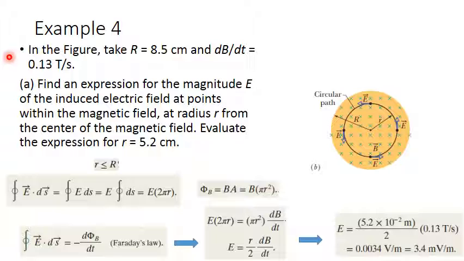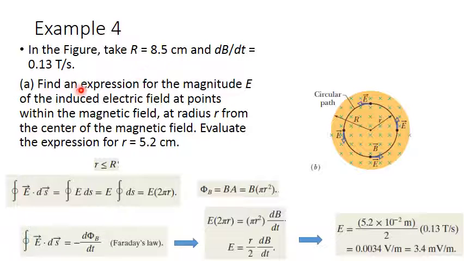As an example for Faraday's law for the induced electric field, we see in this figure we have a magnetic field inside a circle of capital R, and this magnetic field has a rate of change of magnetic field dB/dt equals 0.13 Tesla per second, and the radius of the circle which includes the magnetic field, capital R, equals 8.5 centimeters.